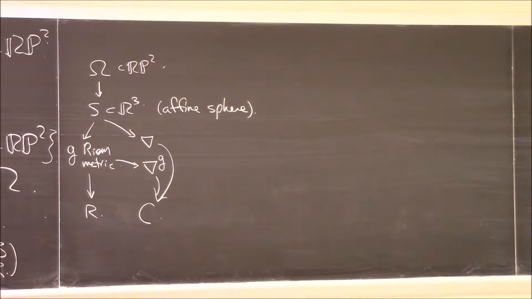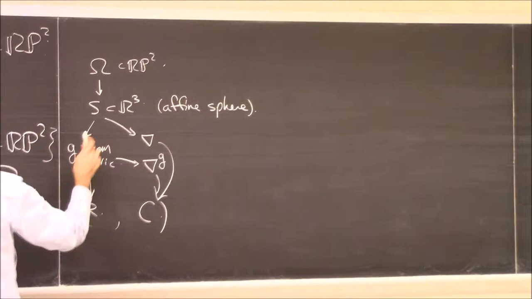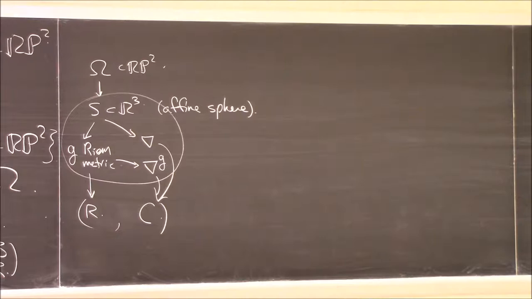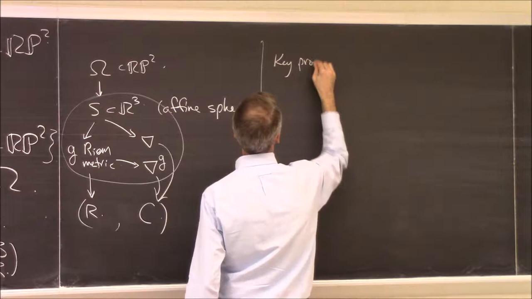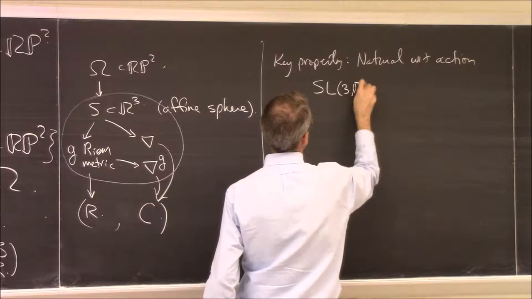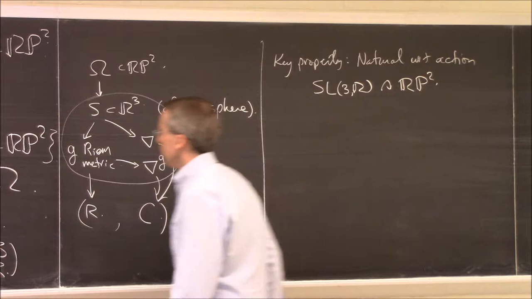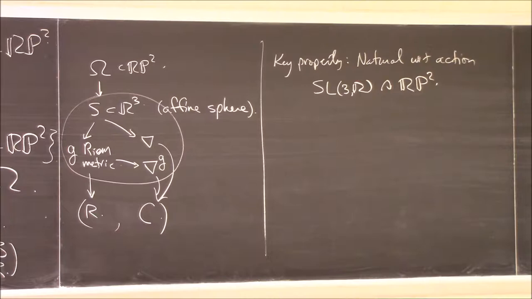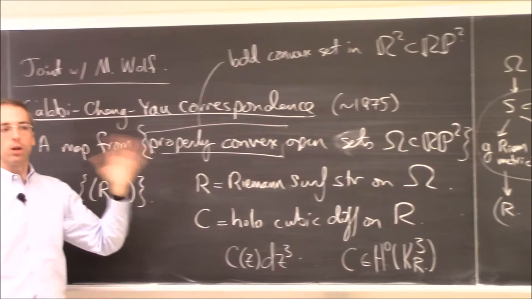So what Chang and Yao were really studying is the construction of an affine sphere and the associated differential geometry. The key property of this construction is that it is natural with respect to the action of the projective group, which in three dimensions is just isomorphic to SL3R, on RP2. So if two domains in RP2 are projectively equivalent by a real projective transformation, then the associated Riemann surfaces are biholomorphic, and the cubic differentials are related by that biholomorphism.